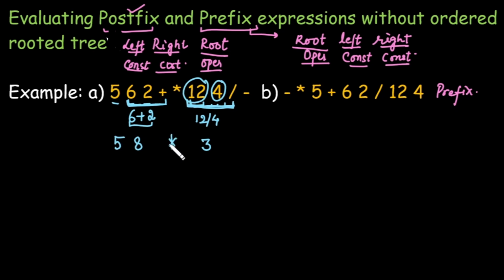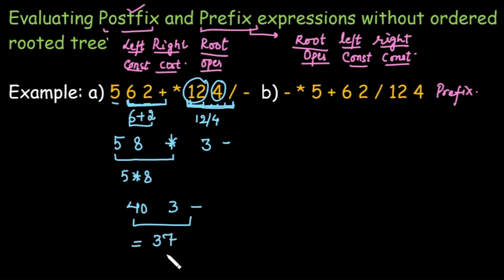It is a multiplication. Here, subtraction. Repeat the same procedure. Do we have a constant, constant, operator form? If we have that, we will operate that. That is 5, 8, multiplication. So 5 into 8. That is 40. 3 as it is, subtraction as it is. Now again operate this. We have 40 minus 3, that is 37. So the final answer in this case is 37.